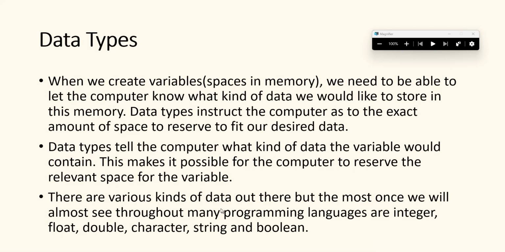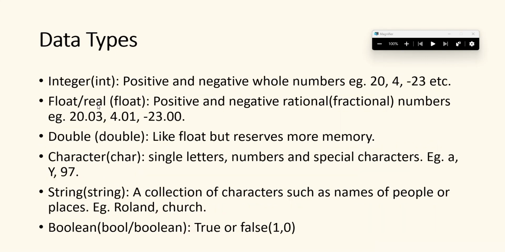Okay, so you can read what we have here, but then let me simply go straight. There are various kinds of data out there, but the most common ones that we will look at are integer, float, double, character, string, and then boolean. So these are the most common data types that we have in almost all the languages. We can have more than this, okay, but these are the ones that are common. They are known everywhere: integer, float, double, character, string, and then boolean. Okay, so let's look at what these ones are, then we will combine all of them together.